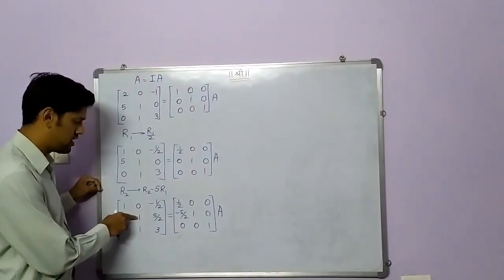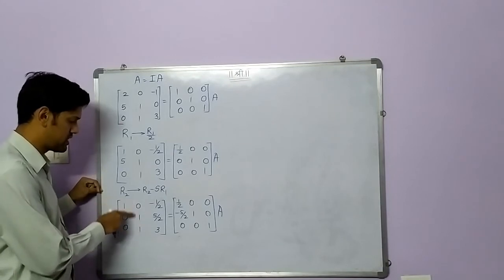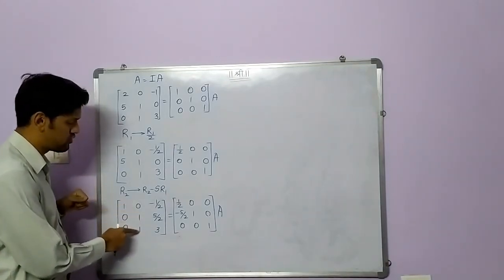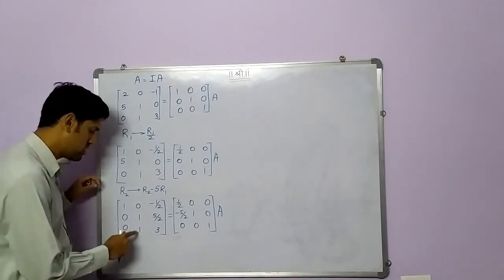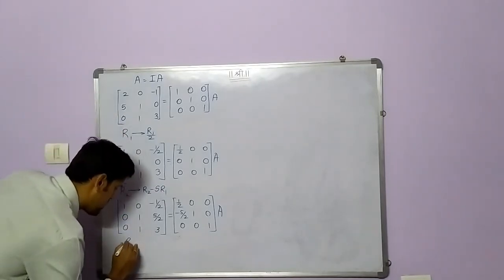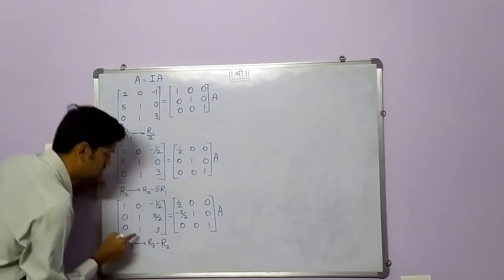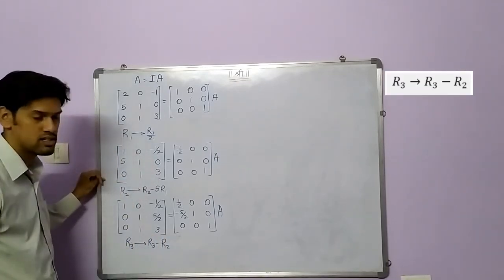Over here there is 1 which has already come. Now we have to make this and this 0. Again the 0 has come already here. So we have to convert this into 0 using this 1. So what I'll do is R3 is R3 minus R2. So 1 minus 1, it will make it 0.